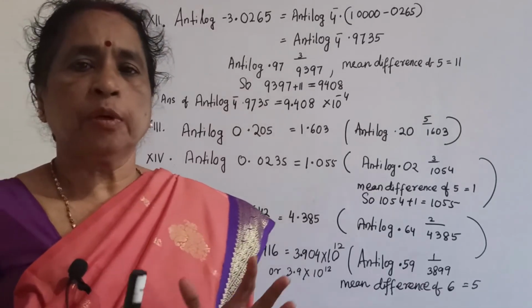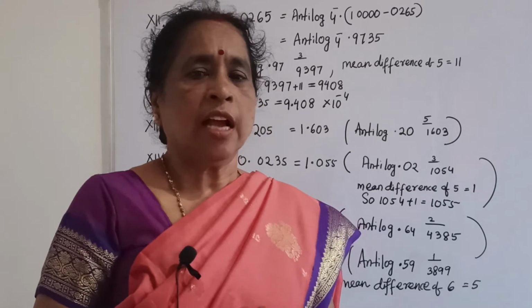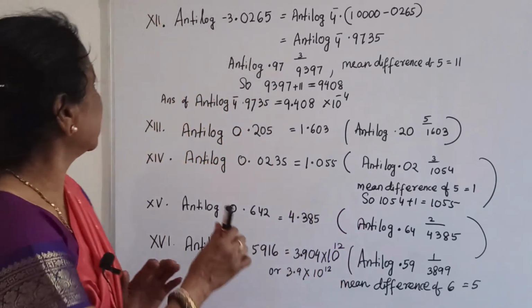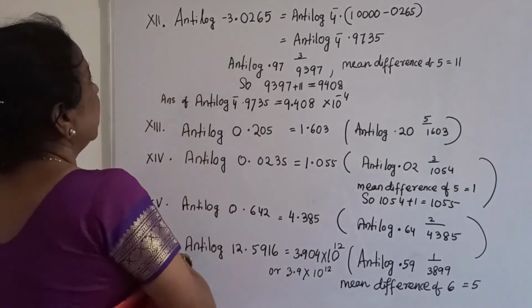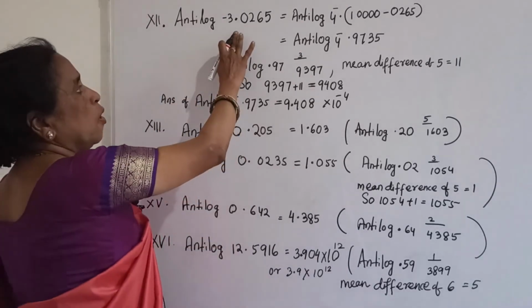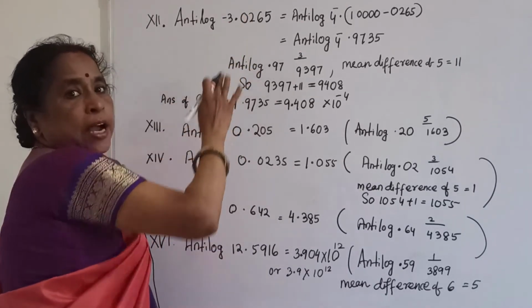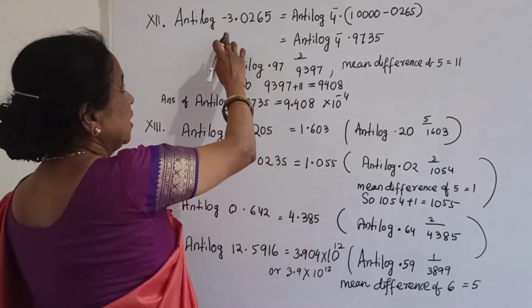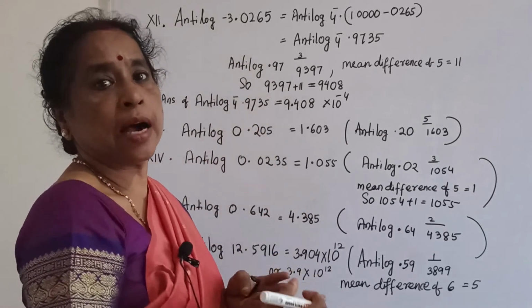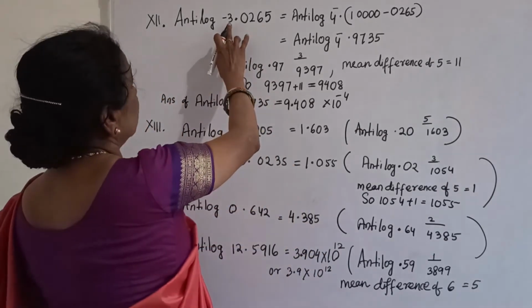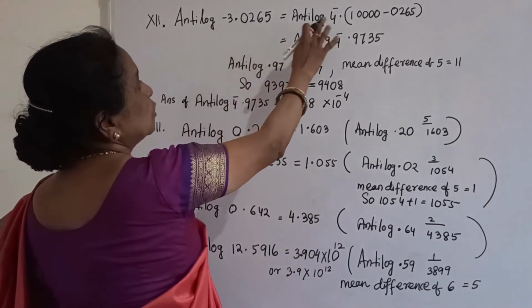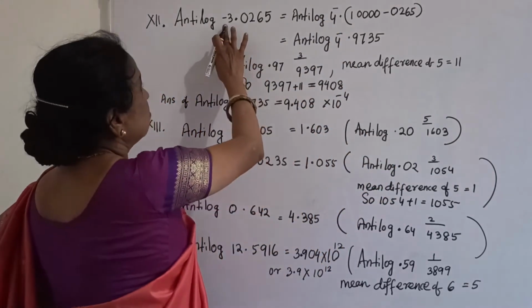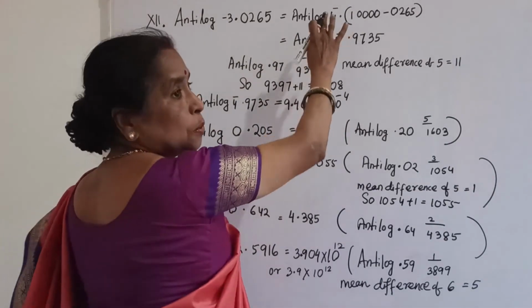Now the example we will check here is antilog of a negative number. That means you can see the question, antilog of minus 3.0265, having a minus sign. Then what to do? Here the minus sign changes to bar. I told you also, minus 3 changes to bar by increasing one number. That means minus 3 changes to 4 bar.